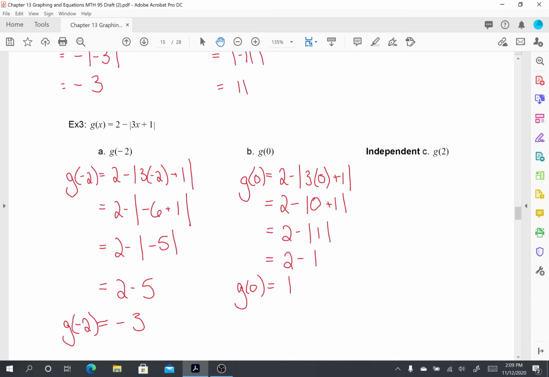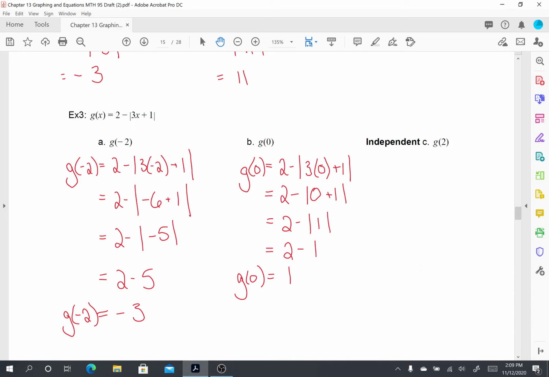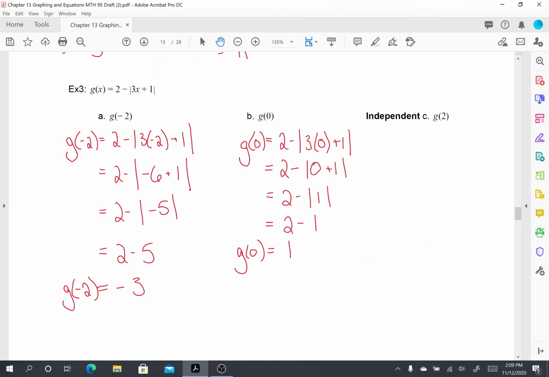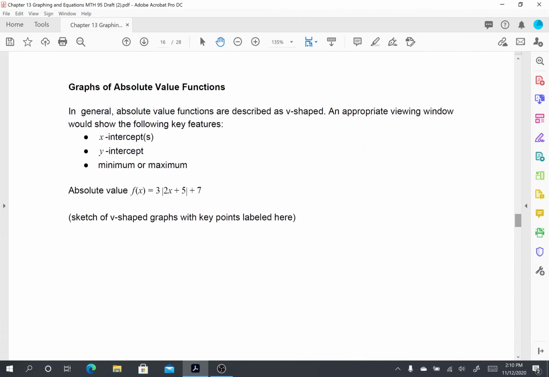Okay, you're going to try that one on the end. G of 2. And we'll pick up with graphs of absolute values next.